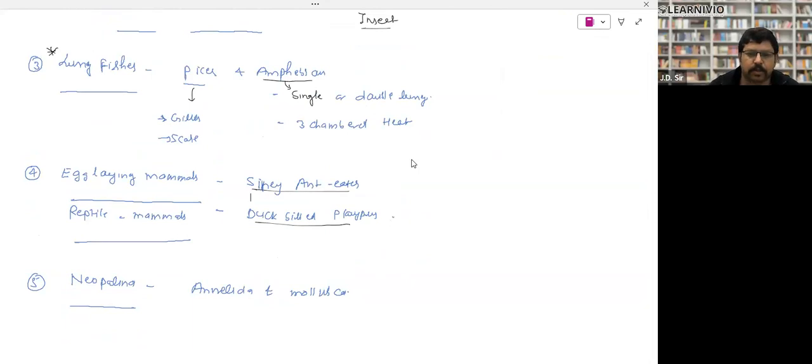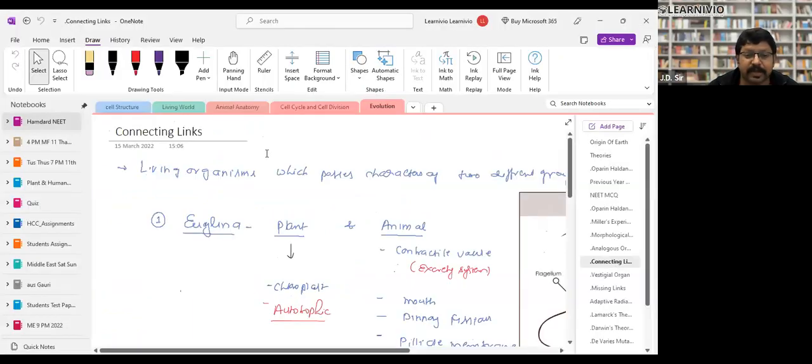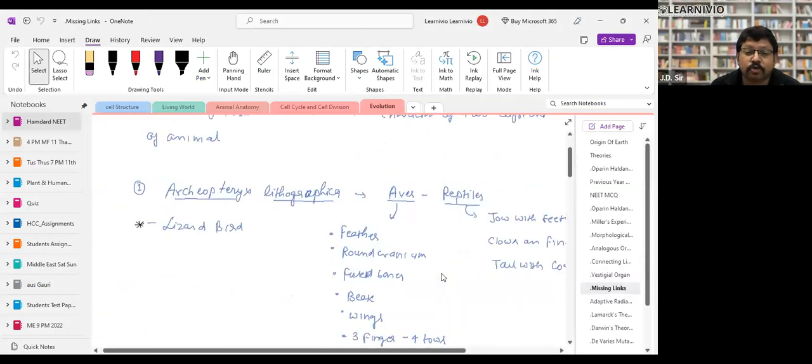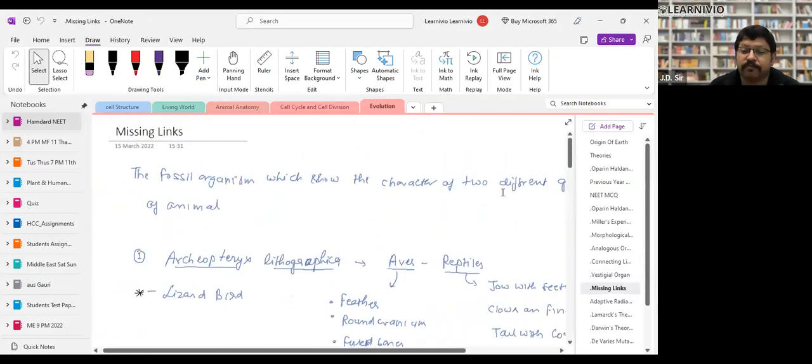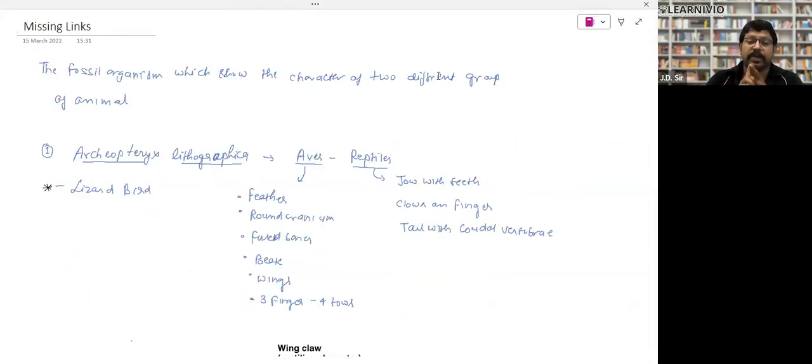Okay. Look, Aisha, these are the connecting links. Connecting links are those which are still found, which means they are alive and exist on the earth. There is another kind of link, we call them missing links. Missing links are those which are not found. They are found in the form of fossils, only the fossils are present, right? But they are also connecting links. Missing links are a type of connecting link which are not found right now.